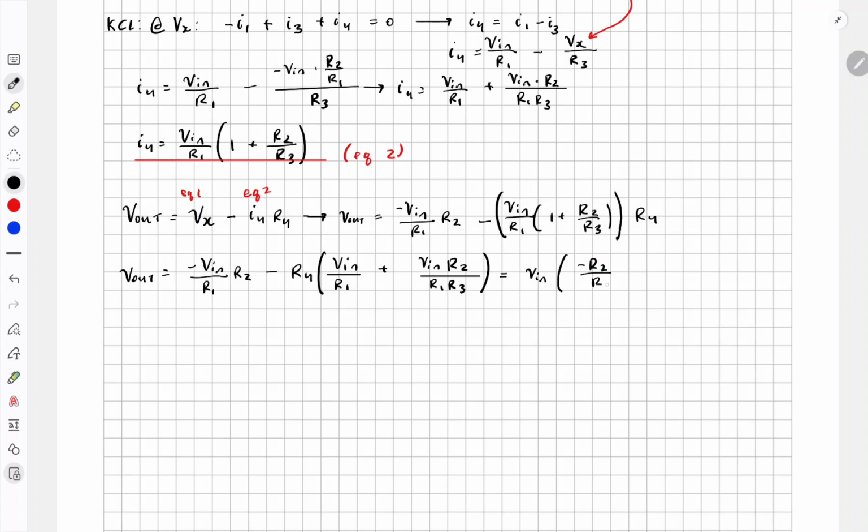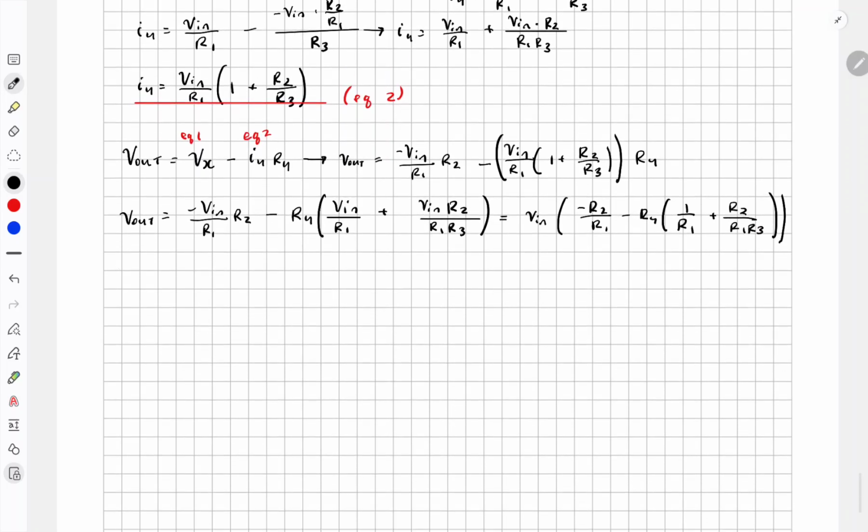So we're just factoring out V in, minus R4 at 1 over R1 plus R2 over R1 R3. Okay, so now remember, gain is just V out divided by V in. So we just divide the V in to the other side. This divided by this, right?